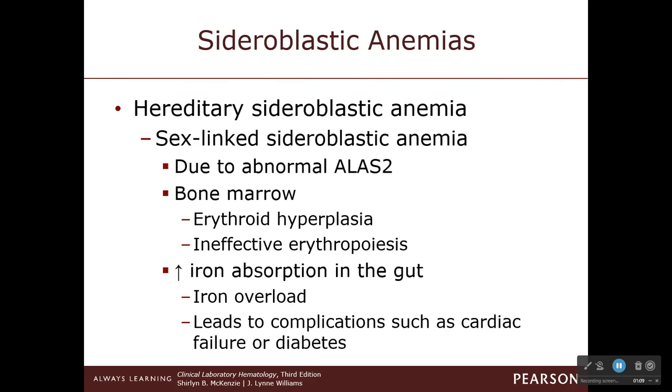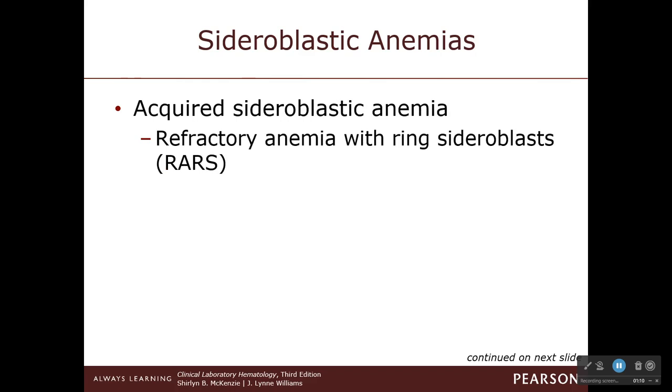Sex-linked sideroblastic anemia due to that abnormal ALAS2. What do you see in the bone marrow? You see erythroid hyperplasia, ineffective erythropoiesis, so we never reach the reticulocyte stage. So you see an increase in erythroblasts, but you don't see an increase in normal mature red cells as you go. Okay? Increase in iron absorption in the gut, which leads to overload of iron. And this, of course, leads to complications in these people, like cardiac failure or diabetes.